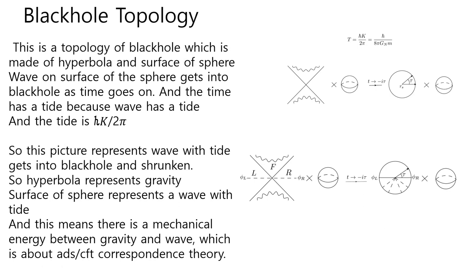Black hole topology. This is a topology of a black hole which is made of a hyperbola and the surface of a sphere. Wave on the surface of the sphere gets into the black hole as time goes on, and the time has a tide because the wave has a tide, and the tide is h bar k over 2 pi. So this picture represents a wave with a tide getting into the black hole and shrinking. So the hyperbola represents gravity, and the surface of the sphere represents the wave with a tide. And this means there is a mechanical energy between gravity and the wave, which is about AdS/CFT correspondence theory.